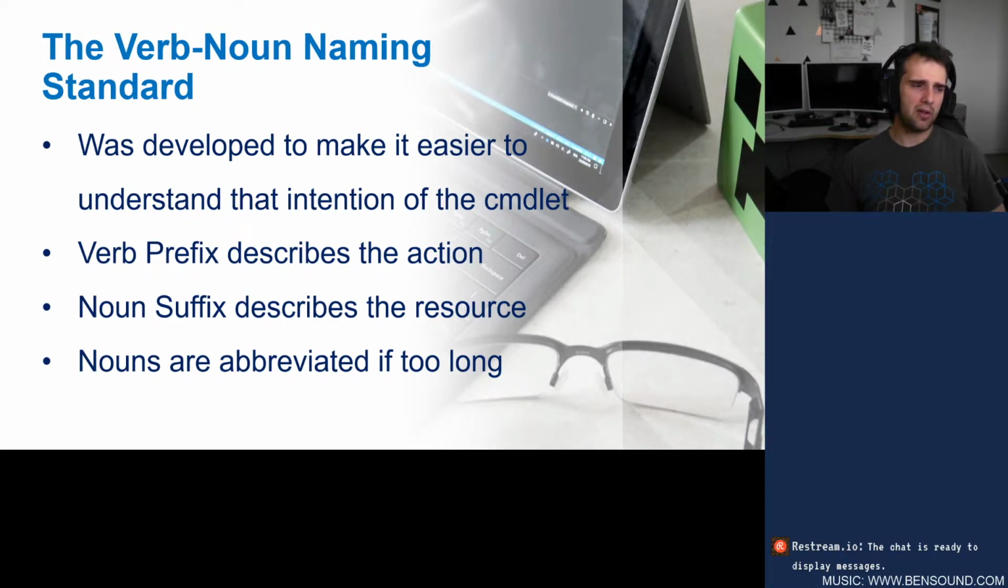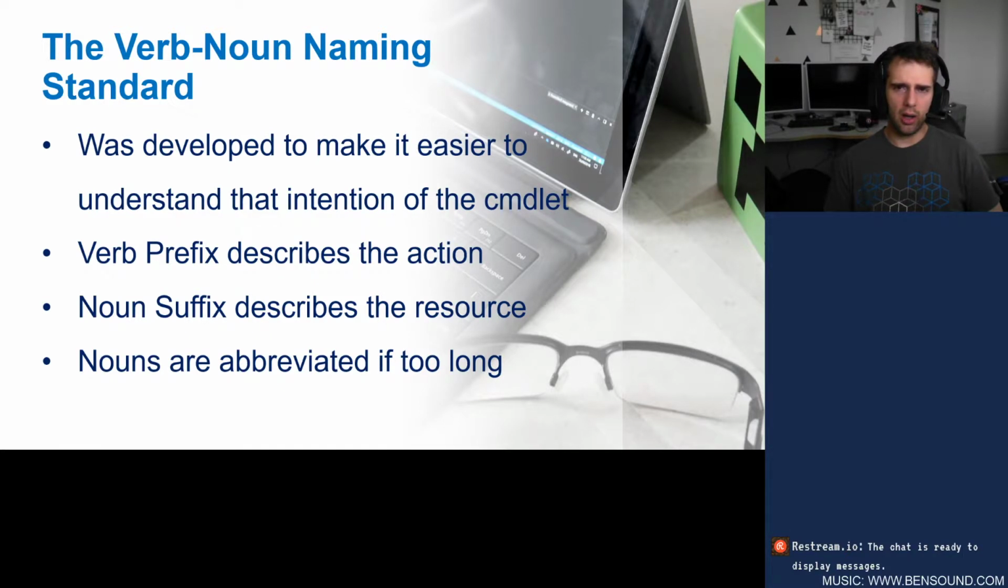The verb prefix in a verb-noun naming standard describes the action. Think of the verb as a doing word. You're going to have multiple nouns with the same verb. Let's go through the big four, which are Get, Set, Add, and Remove. The fifth is Update.